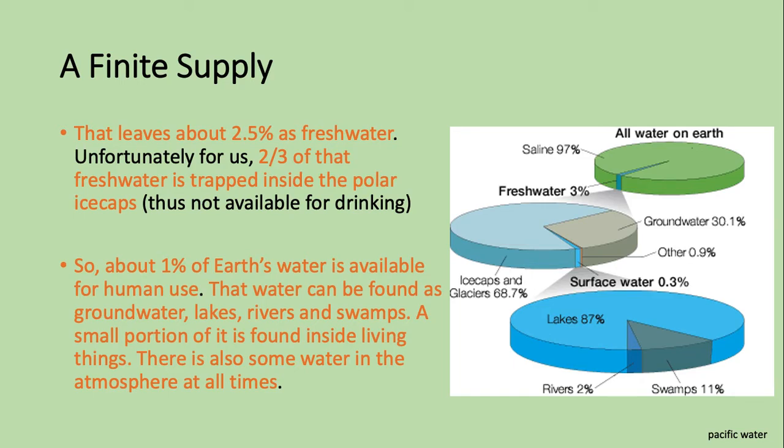Unfortunately for us, 2/3 of that 2.5% of fresh water is trapped inside the polar ice caps, and thus it's not available for drinking. So only about 1% of Earth's total water is available for human use. And that water is found as groundwater, lakes and rivers or swamps. A small portion is found inside of all living things, and there's some water in the atmosphere at all times.